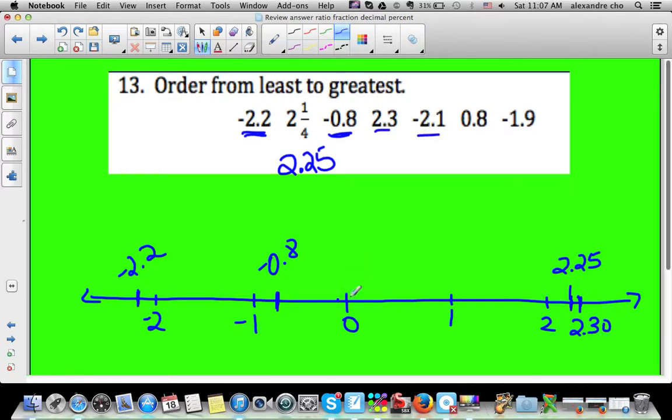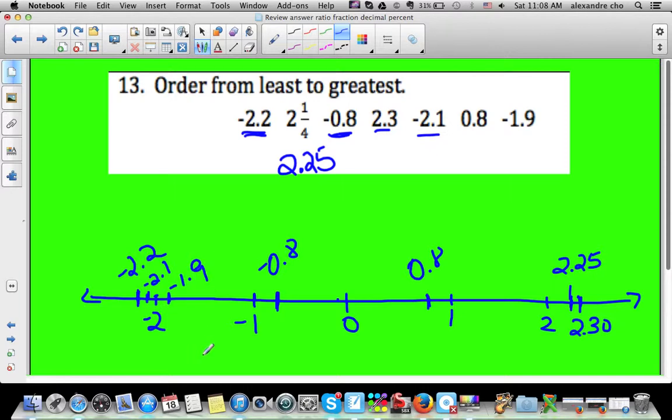-2.1. We're going to the left. 0. That's -1. That's -2. And then -2.1, which should be a little before -2.2. 0.8, let's think about that. That means 80 cents. So here's 0. That's $1. 80 cents should be about here. -1.9, here's 0. We're going to the left because it's negative. 0, -1, and -1.9 should be a little bit less than -2.